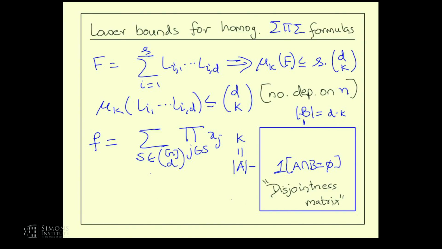So this matrix is going to be a 0, 1 matrix. The rows of this matrix are indexed by sets of size k, which are the sets of variables with respect to which you took a derivative. The columns are indexed by sets of size d minus k, and you're going to have a 1 if and only if the corresponding sets are disjoint from each other.